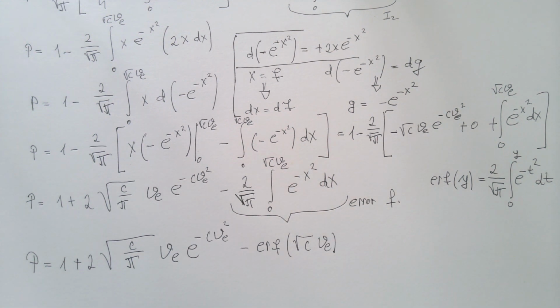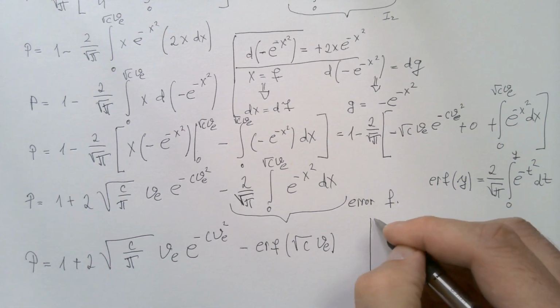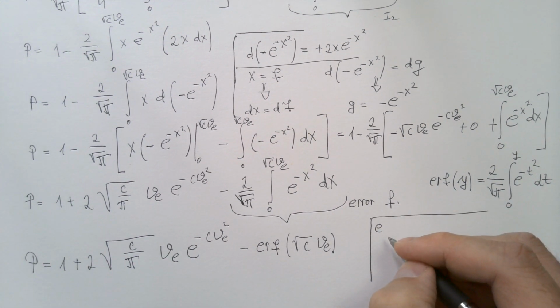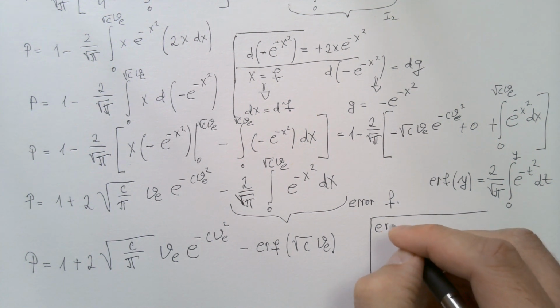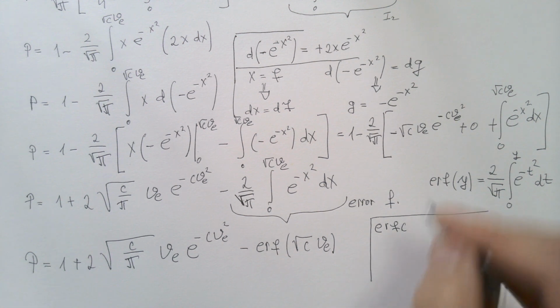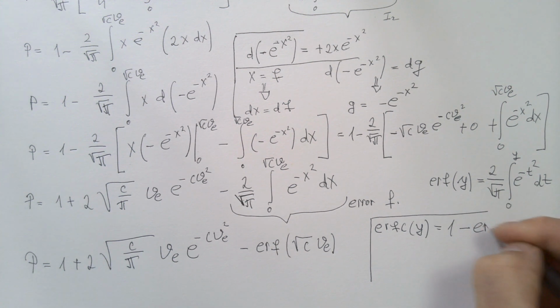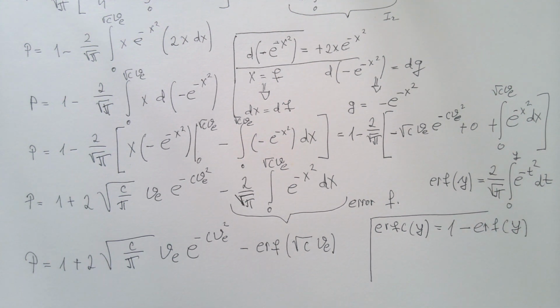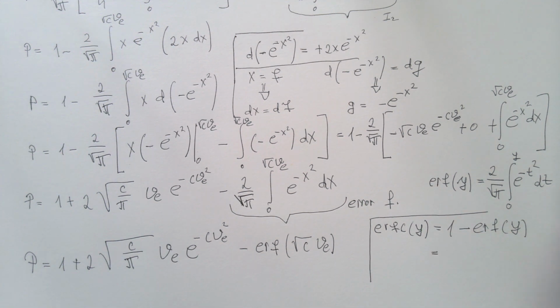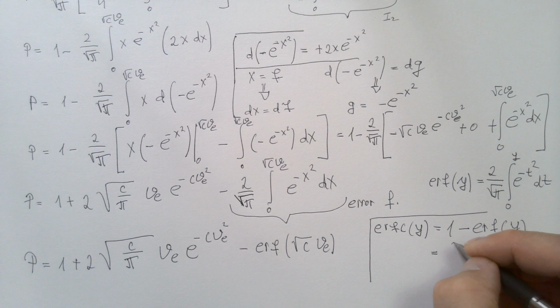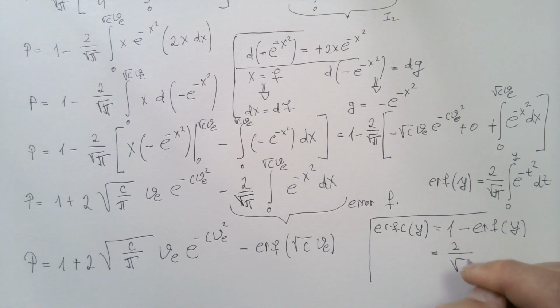But we can simplify this even more, because there is the so-called complementary error function defined as erfc, the complementary error function of some variable y, which is equal to 1 minus the error function of this variable y. So you can see, if we would rewrite it in terms of the integral, we would get that this is 2 over square root of pi, integral between y and infinity, e to negative t squared dt.